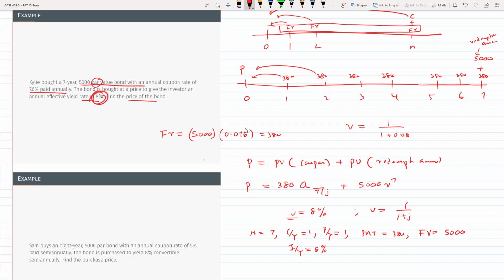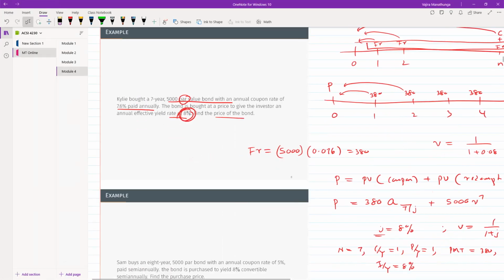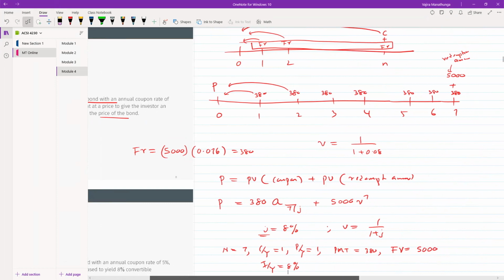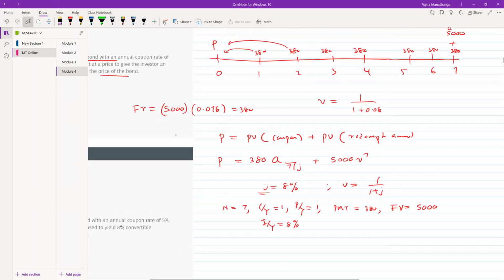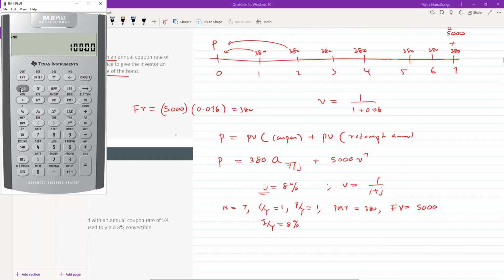So let's use the calculator and see what the answer would be. Second reset, enter. Remember, you are using annuity immediate, so not annuity due. Just be careful there. N is 7, rate is 8%. Let's check that the adjustment is gone. Then the payments are 380, positive because you are going to receive them. And at the end of the 7 years, you are going to get $5,000, positive.